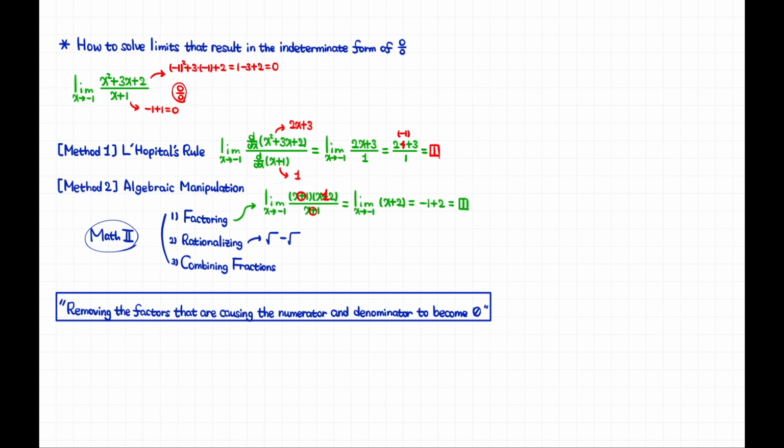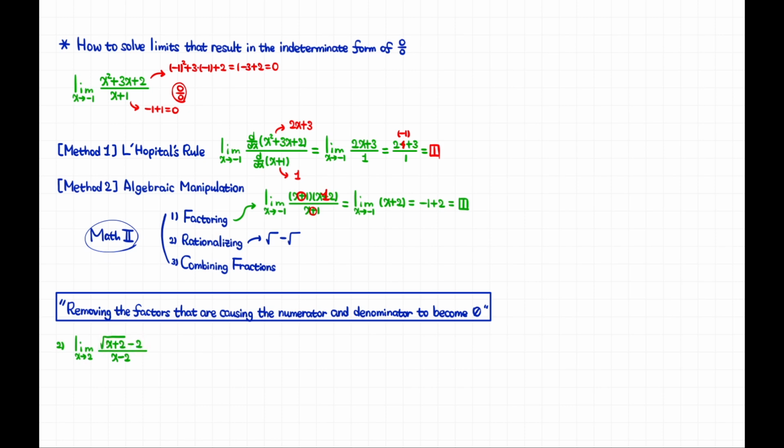So, number 2. When limit x approaches 2, root x plus 2 minus 2, divided by x minus 2. Like I said earlier, this type of problem has the form of square root minus something.